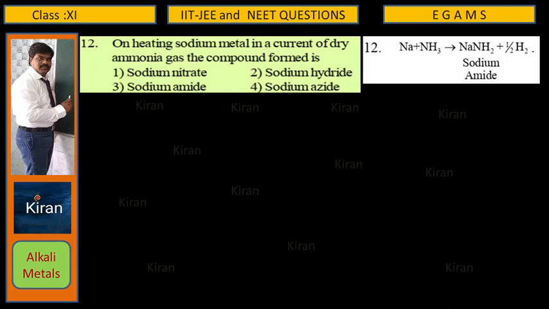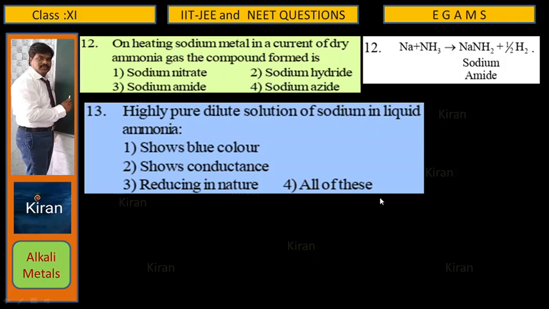On heating sodium metal in a current of dry ammonia gas, the compound formed is. What compound will form? Sodium amide or sodamide. So, when Na reacts with ammonia, you are getting sodamide. Before that we will get a deep blue color, that is ammoniated electron. After that the stable compound is sodamide.